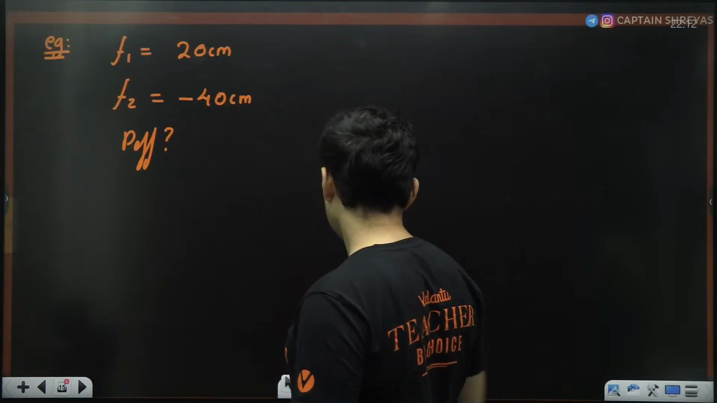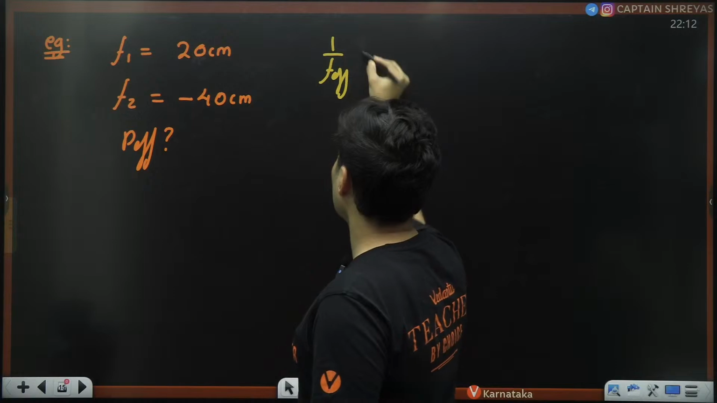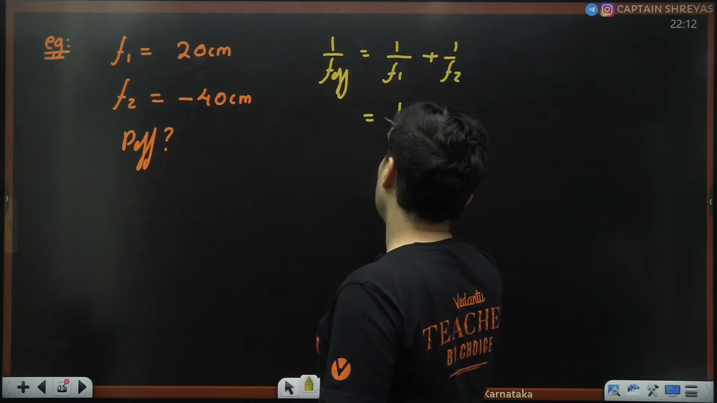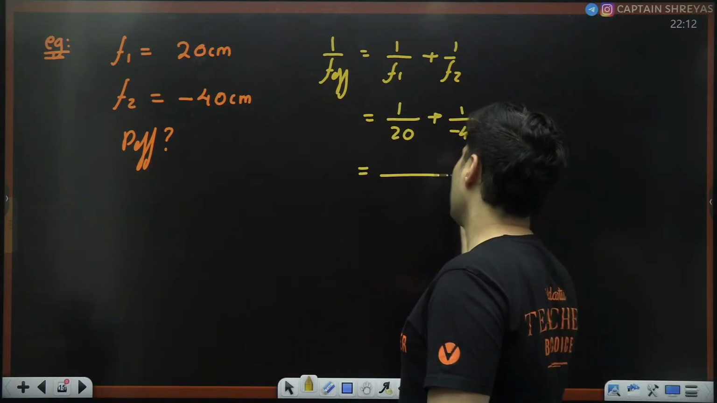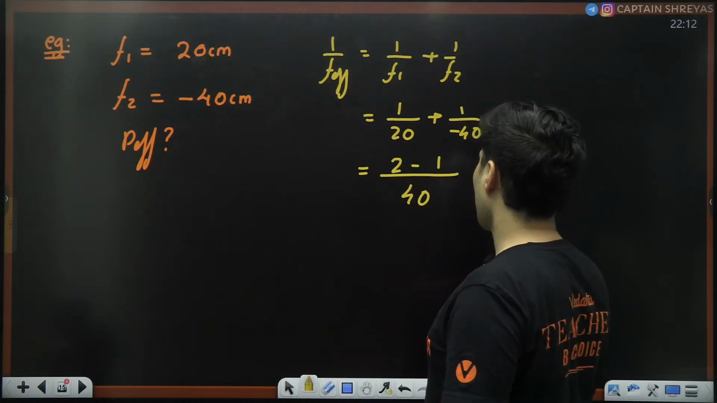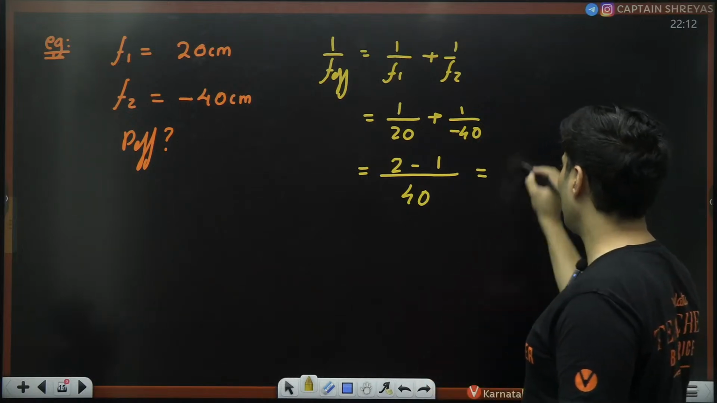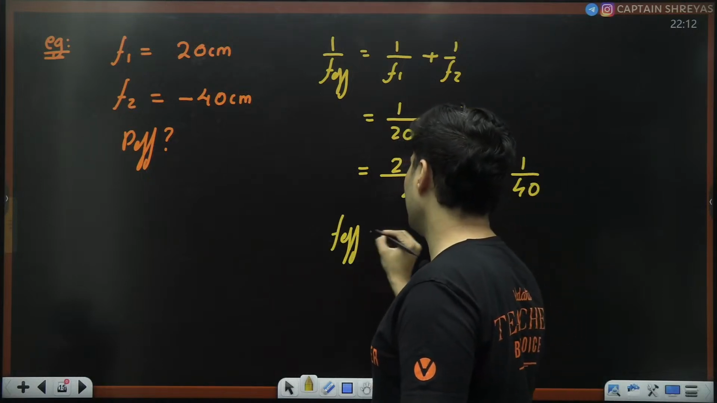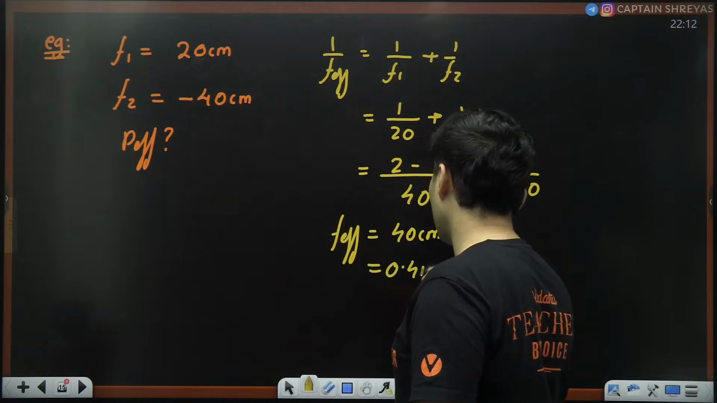So what I can do is 1 by f effective is 1 by f1 plus 1 by f2. First focal length is 20. Next focal length is minus 40. LCM is obviously 40. So this will become 2 times, this is just 1 time. 2 minus 1 is just 1 by 40. So basically your focal length will become 40 centimeters, which is 0.4 meters.